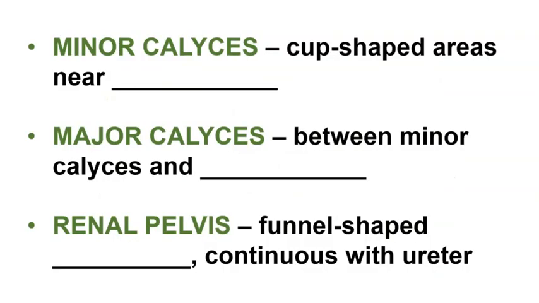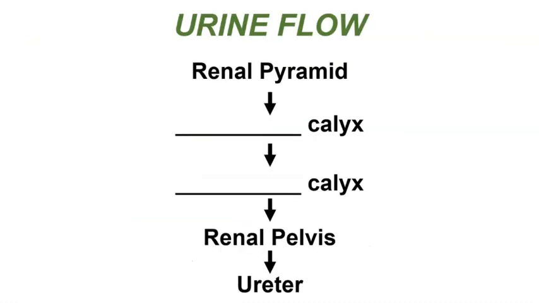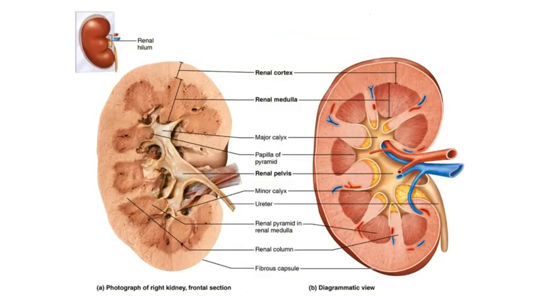So we saw the minor calyces, the major calyces, and the renal pelvis. In summarizing urine flow, or filtrate flow, when urine is formed by the kidney, it emerges from the papilla of the renal pyramid and enters the minor calyx. The minor calyx then directs that urine into the major calyx. The major calyx then directs that into the renal pelvis, and then finally into the ureter there. And we saw that within that diagram there.